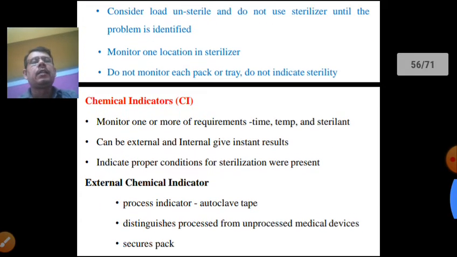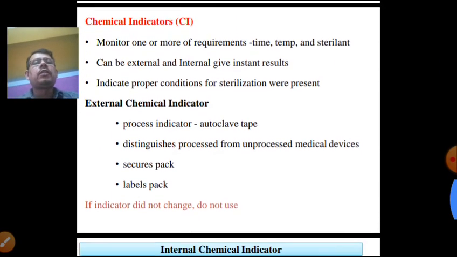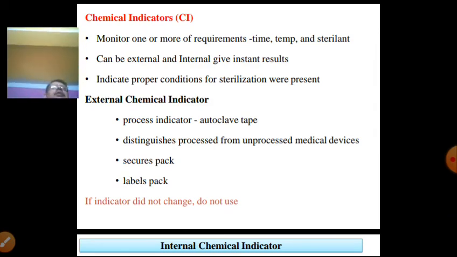Next, let us come to know what a chemical indicator is. In this case, the indicator is used in a chemical form. It monitors one or more requirements: time, temperature and sterilant. That means it depends on which material is being sterilized, and it can give external and internal results. In this procedure, you can use the chemical indicator for the internal as well as the external procedure, to indicate that proper conditions of sterilization were present.